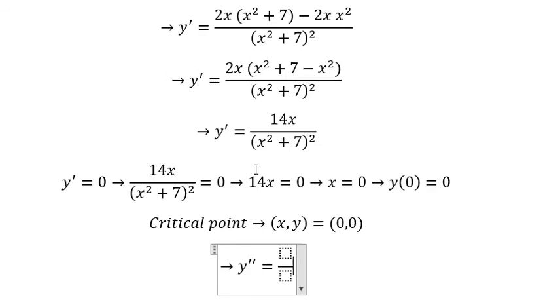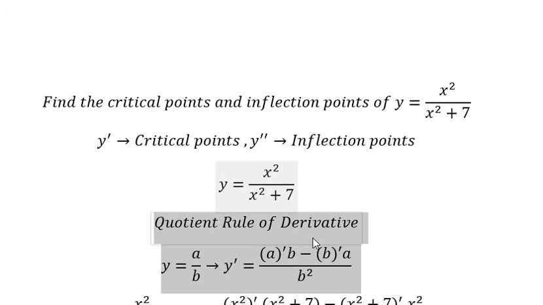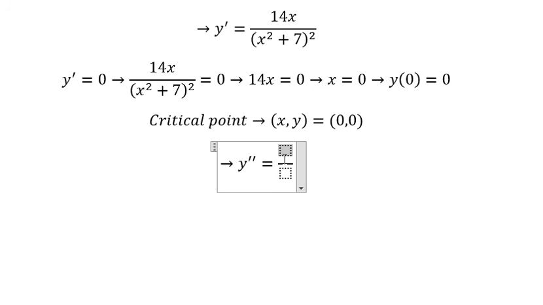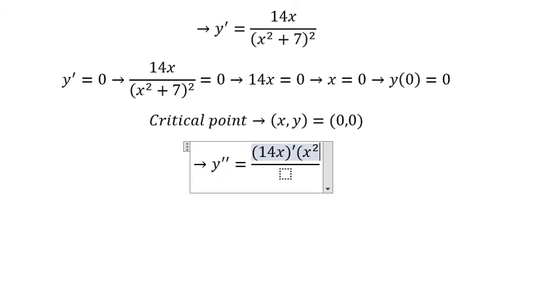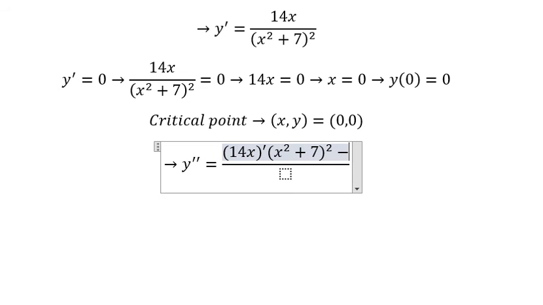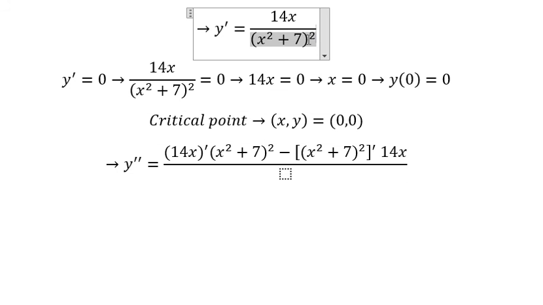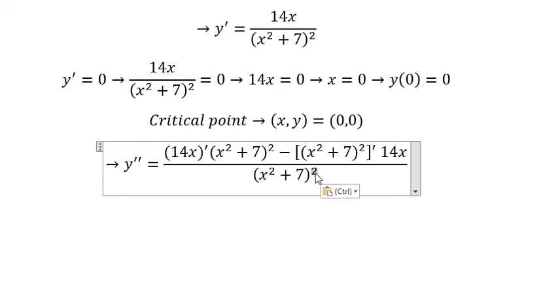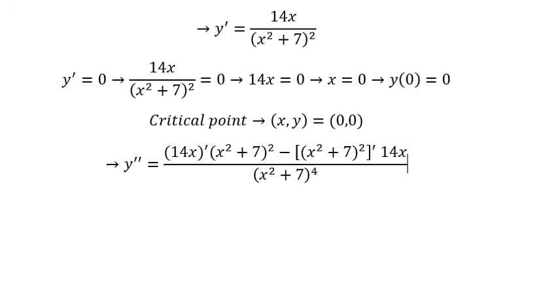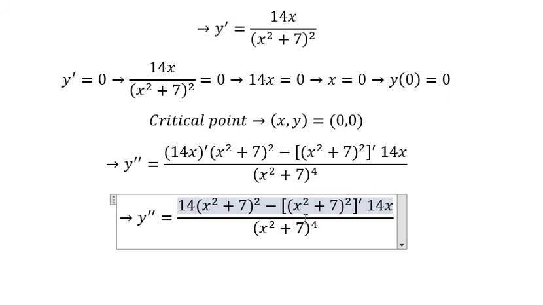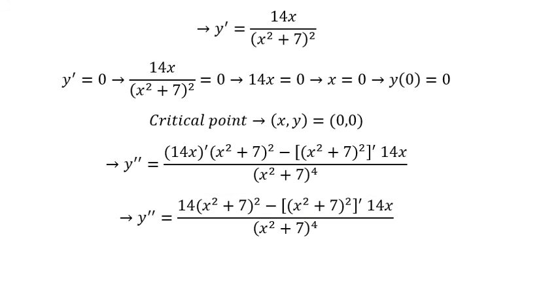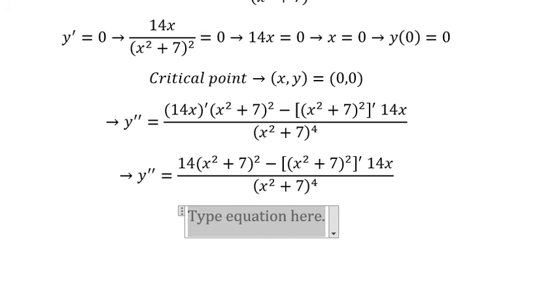So we apply the same formula, the quotient rule of derivative. So we will have the first derivative of 14s multiplied by s squared plus 7 to the power of 2, minus the first derivative of this one multiplied by 14s, over, so we put this one to the power of 2 again, so you get number 4 in here. So this one we have 14. This one we can apply the chain rule of the derivative.